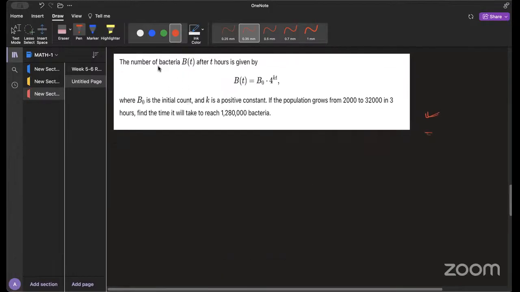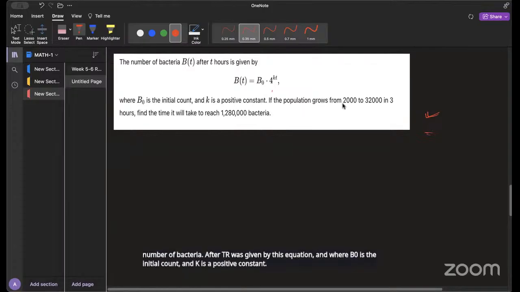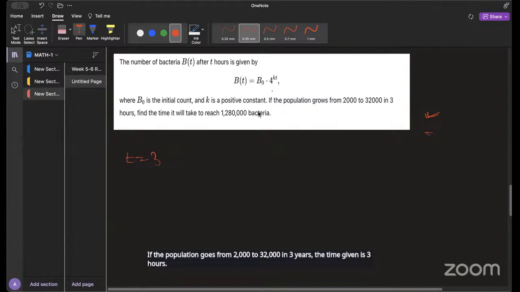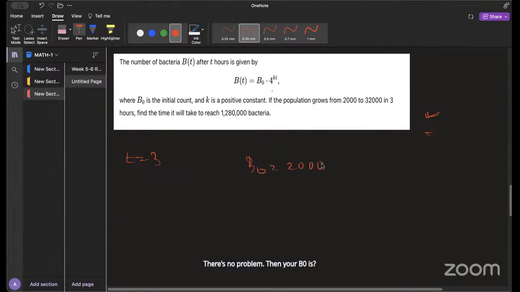This one in particular. Let's say the number of bacteria after T hours is given by this equation, where B naught is the initial count and K is a positive constant. If the population grows from 2,000 to 32,000 in 3 hours, the time given is 3 hours, and this equation also uses the unit as hours. There's no problem. Then your B naught is 2,000. Find the time it will take to reach this. And your B at 3 is given to be 32,000.